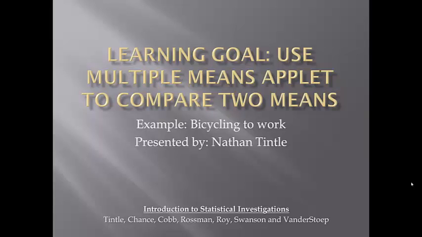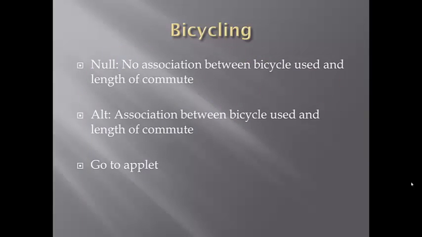In this Learning Goal video, we are going to discuss how to use the multiple means applet to compare two group means. We will use the bicycling to work example to talk about this learning goal. In this data set, we're testing the null hypothesis of no association between the bicycle Dr. Groves used and the length of his commute, with an alternative hypothesis that there is an association. Let's go to the applet and see how we can use the applet to test these hypotheses.